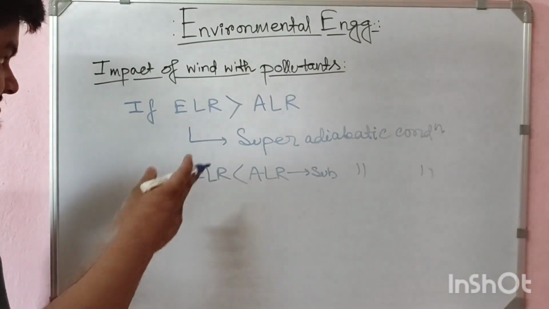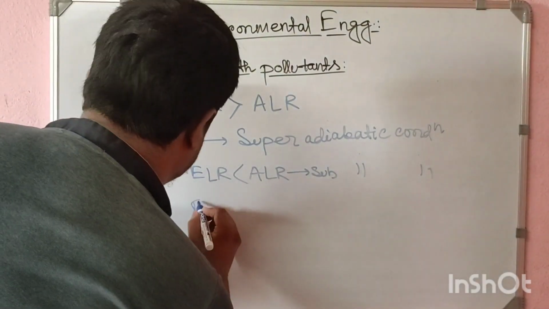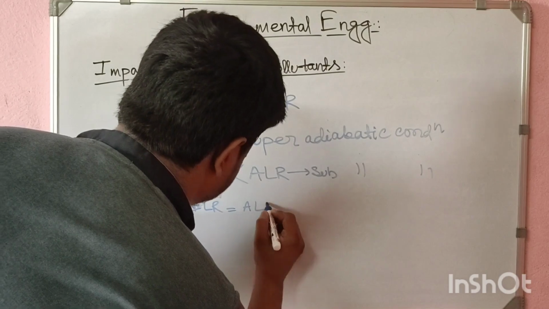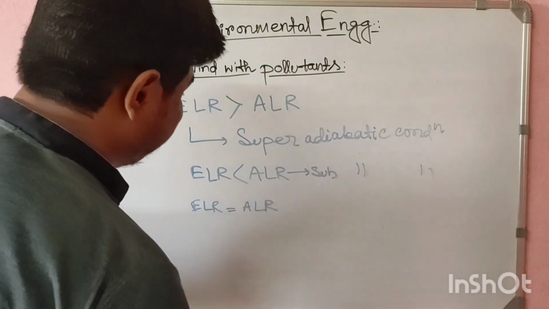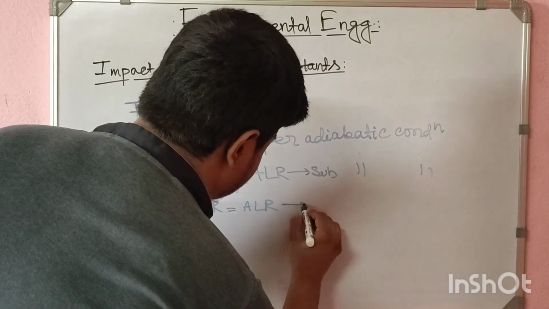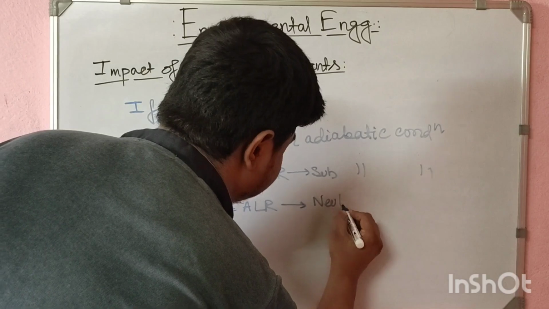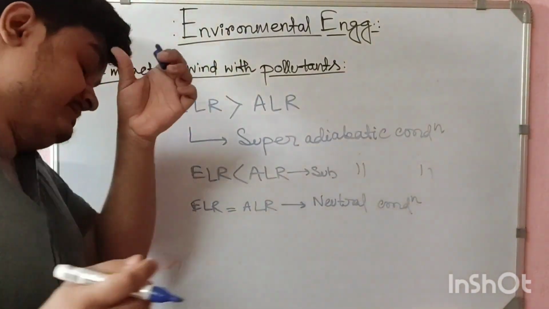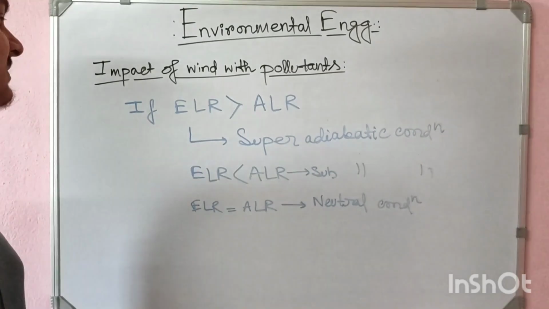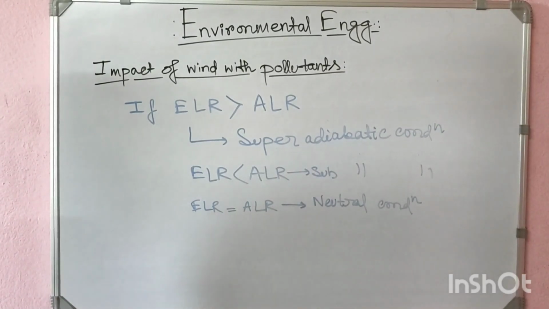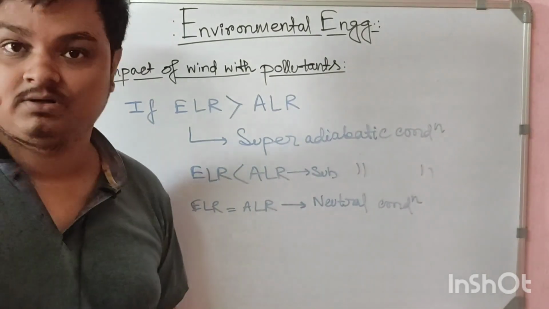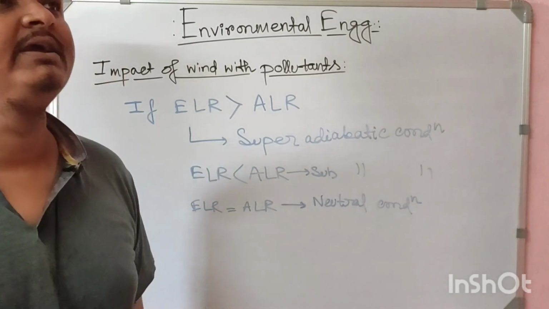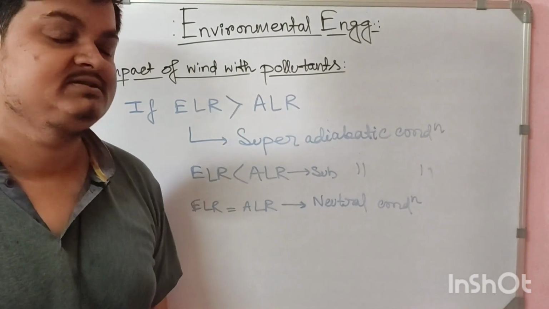And when these two are equal, then that is the neutral condition. So you can see that from here these three types of condition are there. There are two more conditions, that is inversion. Inversion is there, and subsidence inversion is there.